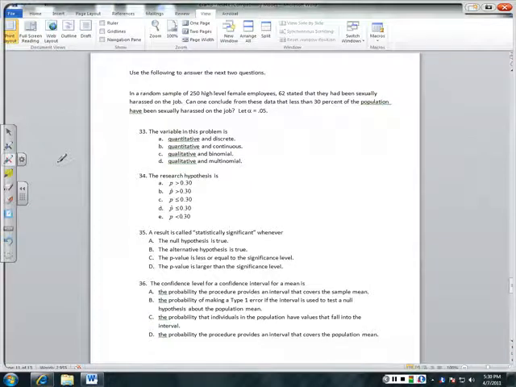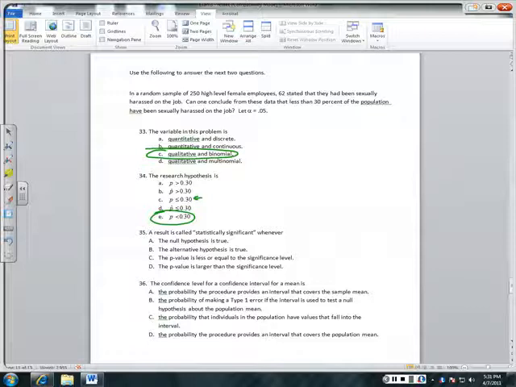Okay, so we have a random sample of 250 high-level female employees. 62 stated they'd been sexually harassed on the job. That's qualitative. Either they have or they have not been sexually harassed on the job. And we want to know if we can conclude that less than 30% of that population has been sexually harassed on the job. That's a qualitative variable. It's binomial. And we want to know if we can conclude that the population proportion is less than 30. There's never any equal sign in a hypothesis, just less than 30, and of course it has to be about a parameter, that's p, not p hat.